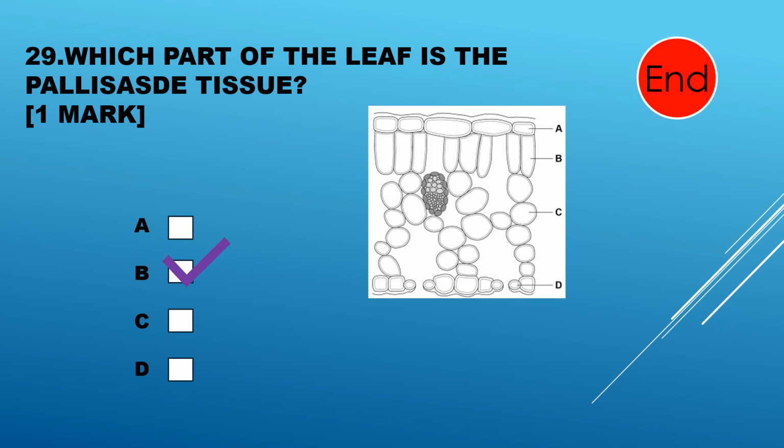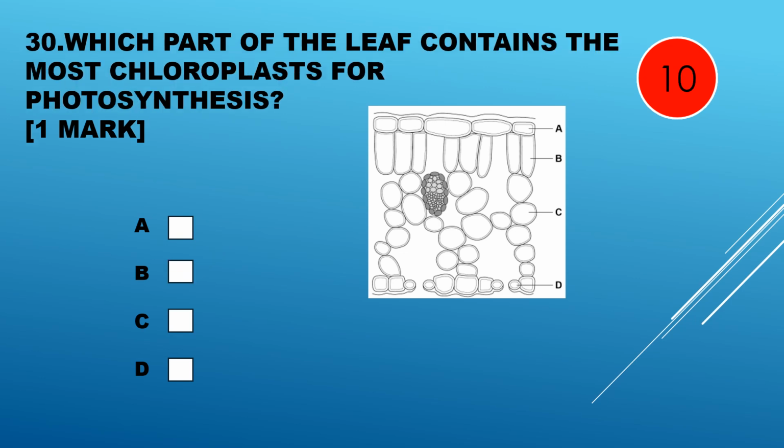Palisade tissue is found at the top of the leaf with lots of chloroplasts for photosynthesis, so it's structure B. Question 30. Which part of the leaf contains the most chloroplasts for photosynthesis? A, B, C or D? The part of the leaf with most chloroplasts will be the top of the leaf, so it's structure B.